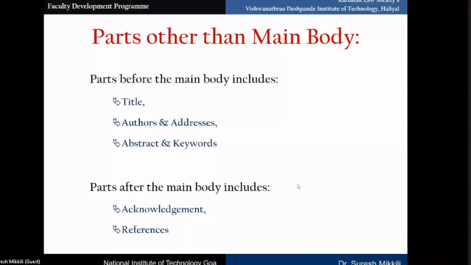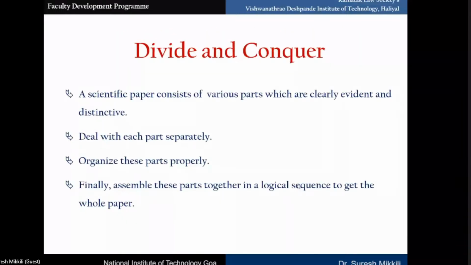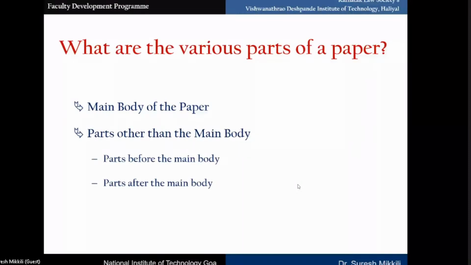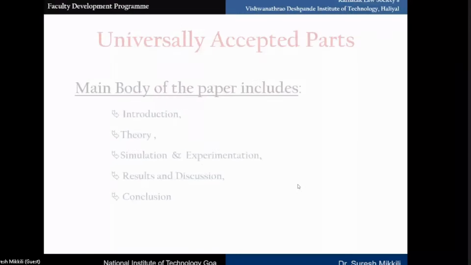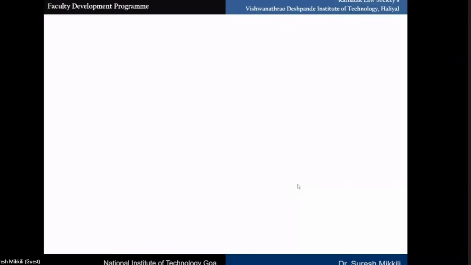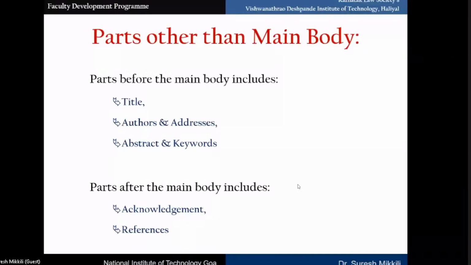See, next, because if I hurriedly try to complete it, it won't be good. We have a main body, sorry, parts before the main body and parts after the main body. The main body consists of introduction, theory, simulation, results and discussion, and conclusion. Parts before the main body consist of title, other details, and abstract. Parts after the main body are acknowledgement and references.